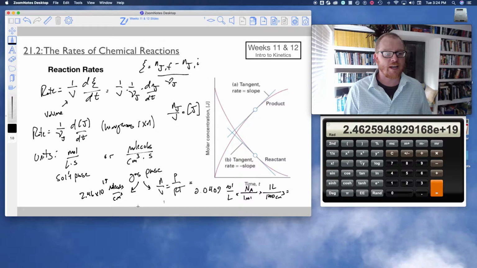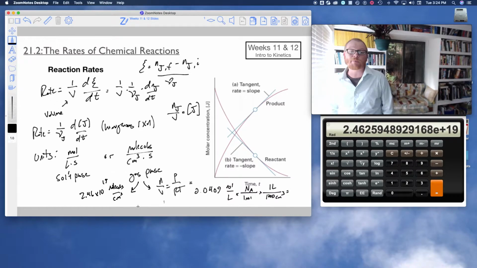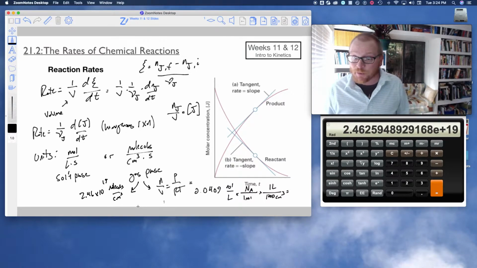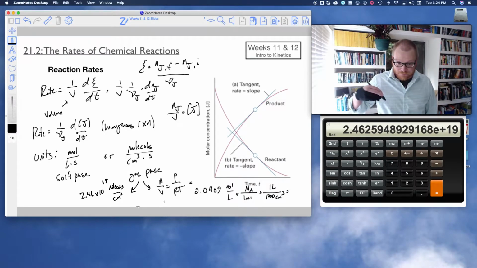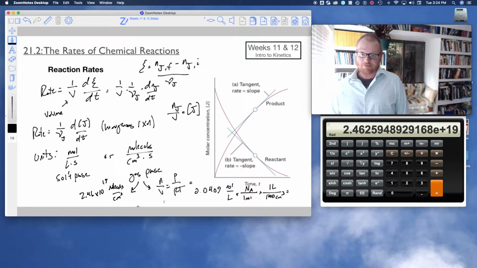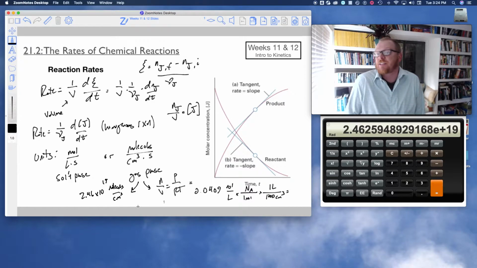Molecules per cubic centimeter. So what does that number mean? That's the molecular density at atmospheric pressure. So atmospheric pressure is 2.46 times 10 to the 19 molecules per cubic centimeter. You don't have to memorize that number unless you're like me and we use that number all the time.